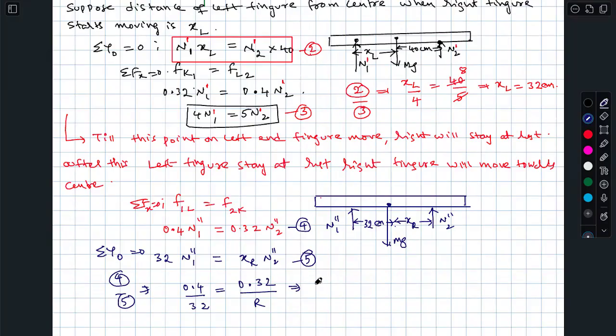కరెక్టేనా? సో XR వచ్చేసి ఏమవుతుంది? ఇది వచ్చేసి 32 ఇంటూ 32/40 కదా, అంటే ఈ 8/10 లేదా 4/5. 4/5 parts of 32 ఎంత అవుతుంది? అది 4/5 parts of 32 అంటే 128/5, 25.6 సెంటీమీటర్స్.